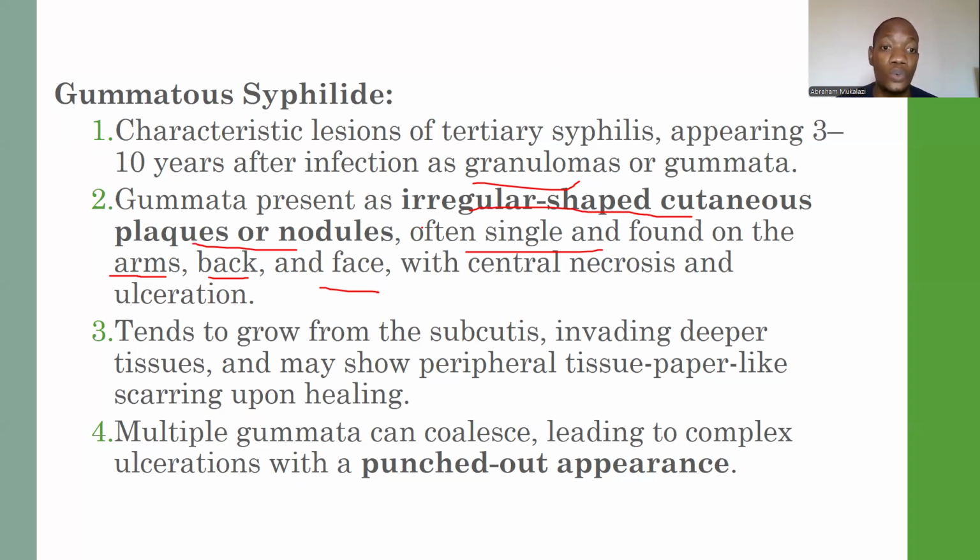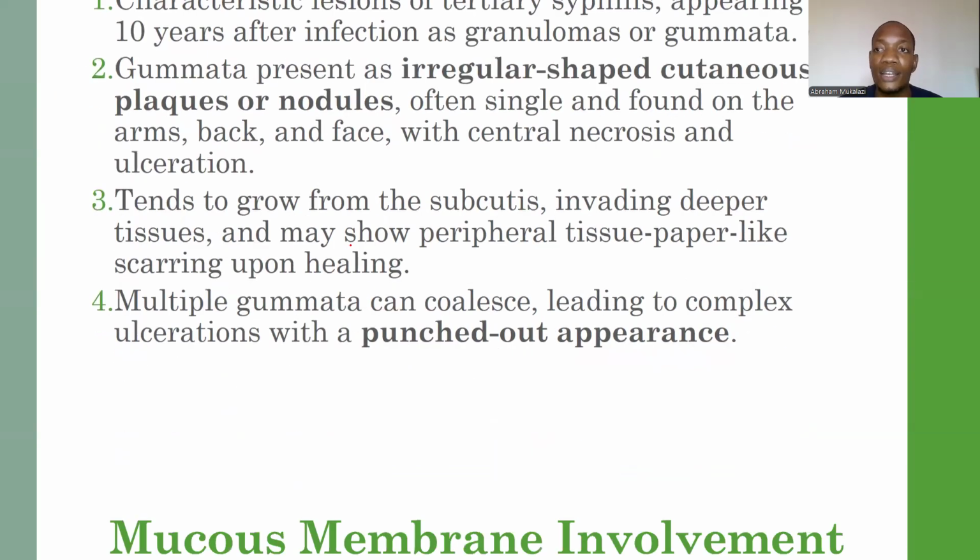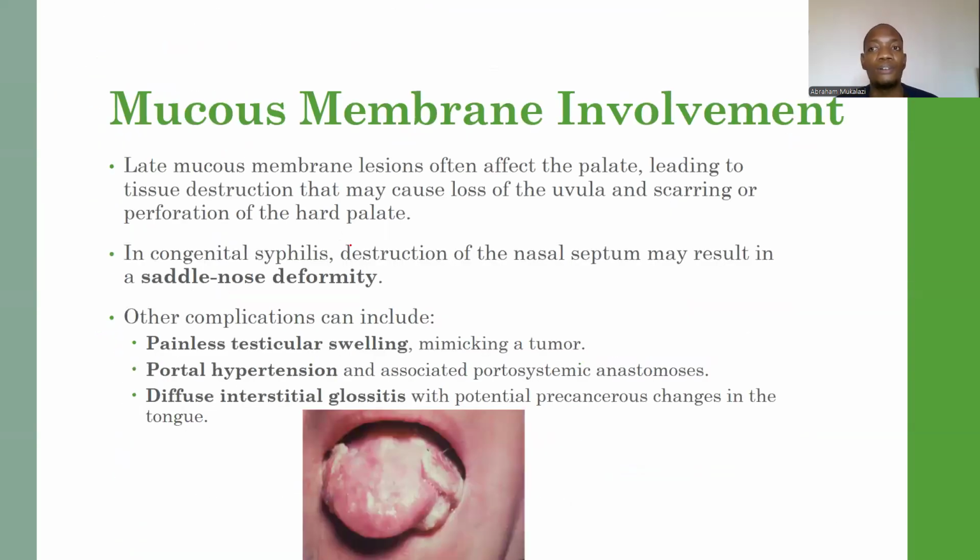So these ones tend to grow from the subcutaneous area, invading the deeper tissues, and may also show peripheral tissue paper-like scarring upon healing. And then you can have multiple gummata or gummas coalescing to form complex ulcerations with a punched-out appearance, which can also be similar to what we see in the ulcer of pyoderma gangrenosum.